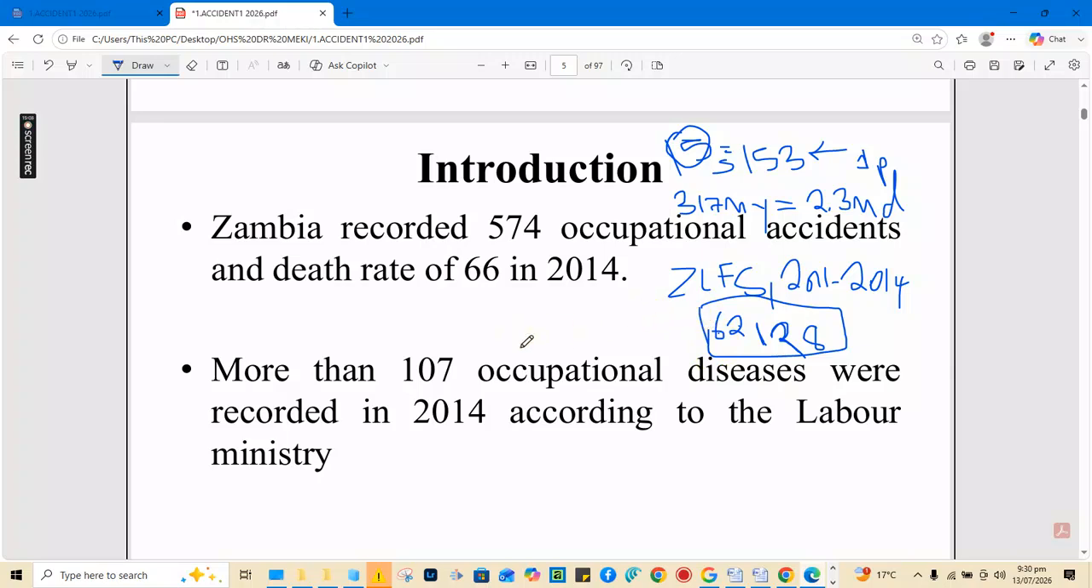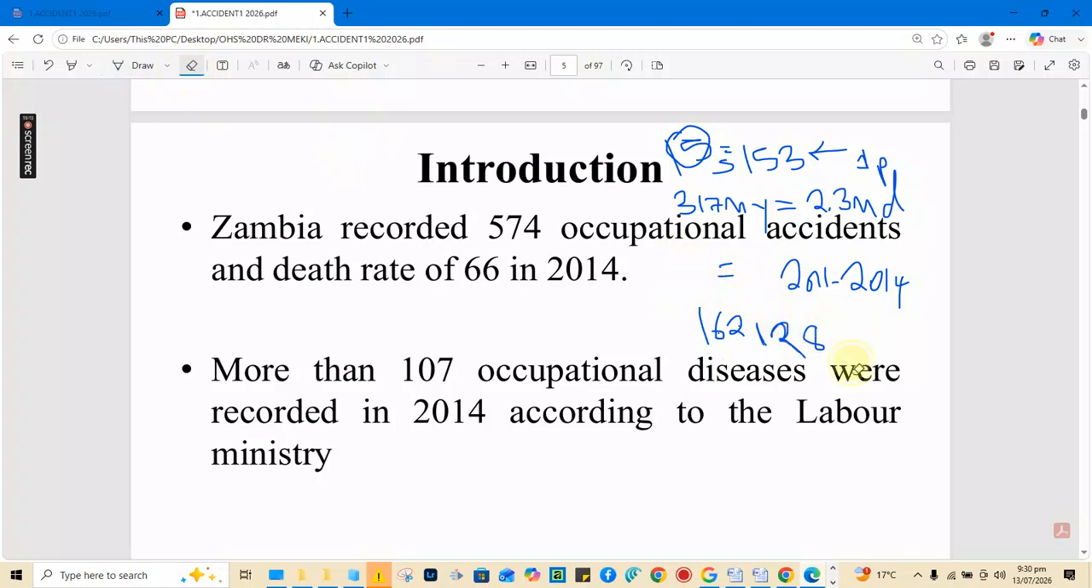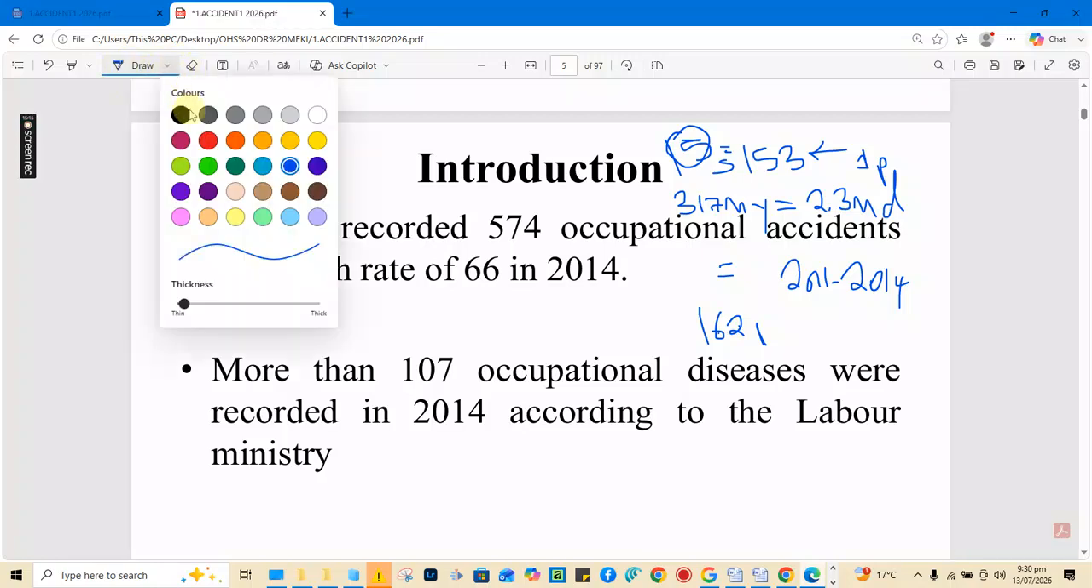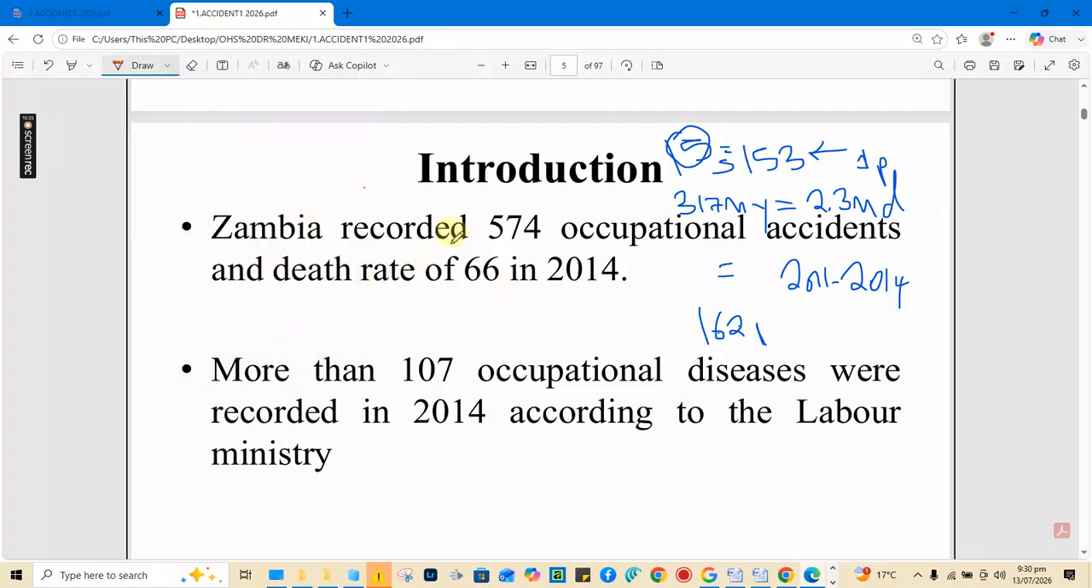And then as we go on to talk about our study here, Zambia recorded 517 occupational accidents and deaths of 66, meaning in 2014.